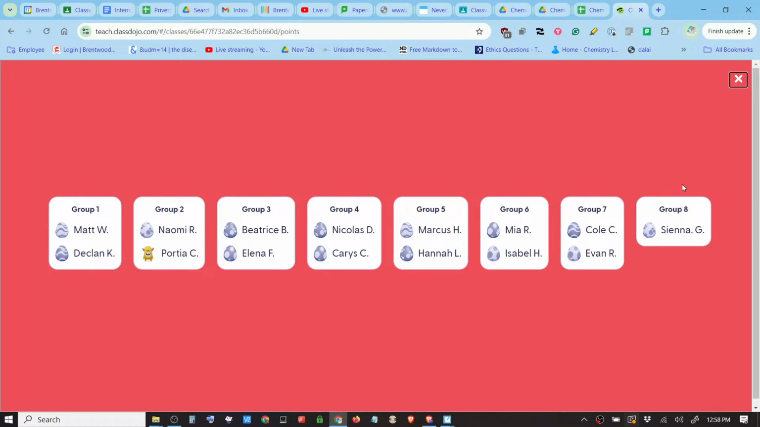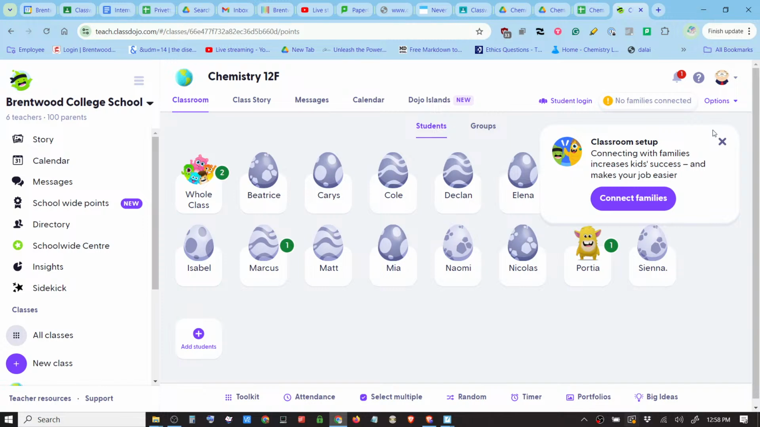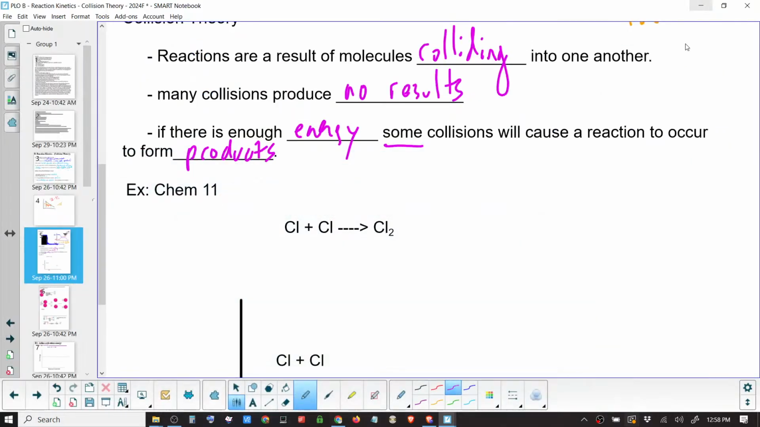Find a partner. If you don't have a partner, you can always join a different group. You can join any group you want. Find a spot on the board, race to it, and draw that graph how you think you should draw. I want to see what your previous teacher taught you.